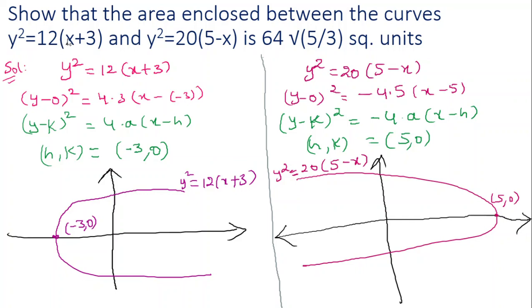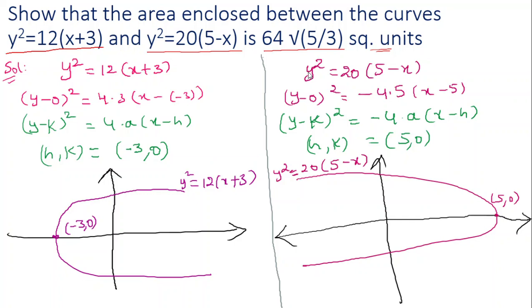So the given question is, show that the area enclosed between the curves y square is equal to 12 of x plus 3 and y square is equal to 20 of 5 minus x is 64 root 5 by 3 square units. So we are asked to prove that the area between these two given curves is 64 root 5 by 3 square units. So how do we solve this problem to prove that the given area between the two given curves is 64 root 5 by 3 square units?